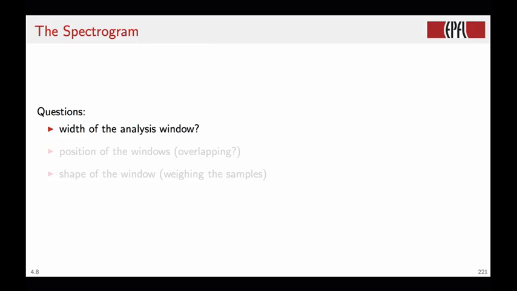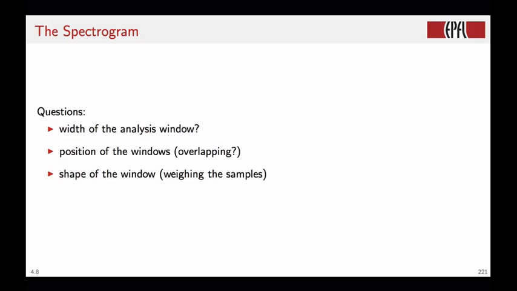The natural questions that should come to mind at this point are, what about the width of the analysis window? We chose 256 points. Why? Is it the optimal size? What happens if we take a larger window? What happens if we take a smaller window? How do we position these windows along the signal? Do they overlap? And if so, by how much? And what is the shape of the window that we should use?